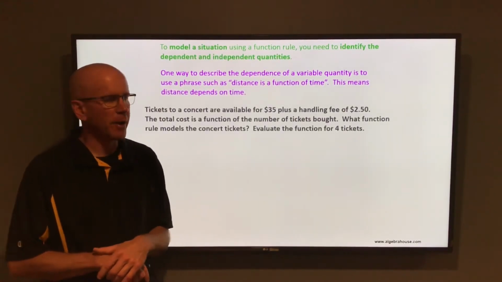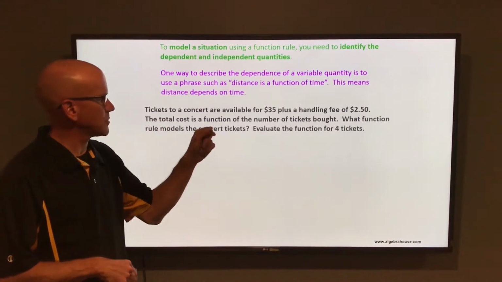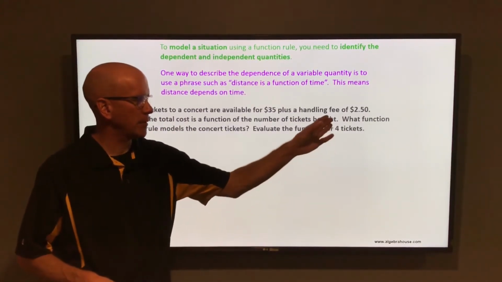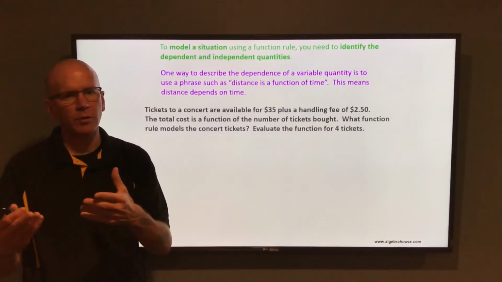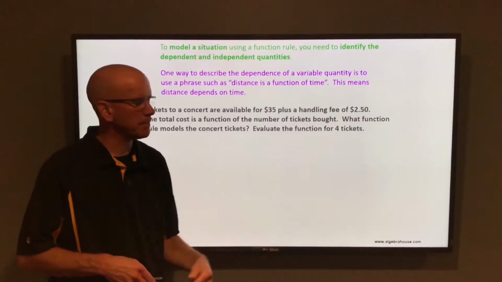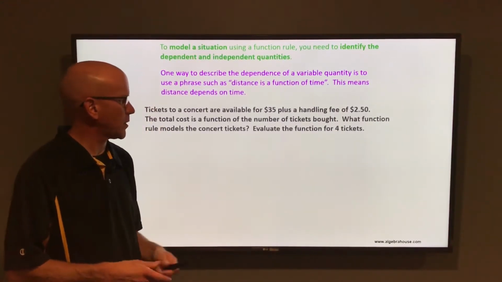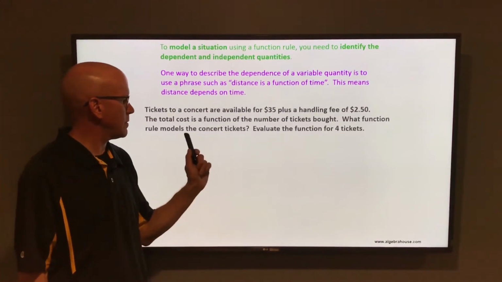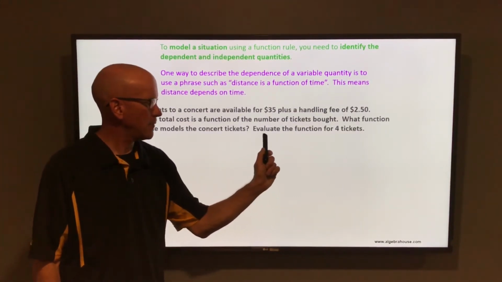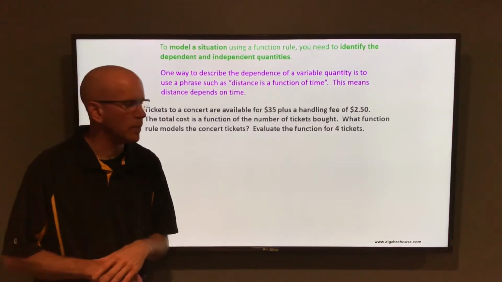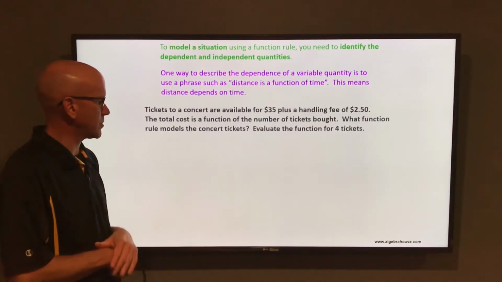Good times with word problems. Tickets to a concert are available for $35 plus a handling fee of $2.50. Now the handling fee is going to be the same no matter whether you buy one ticket or 500 tickets, the handling fee will be the same. The total cost is a function of the number of tickets bought. What function rule models the concert tickets and evaluate the function for tickets? So we need to create what's called a function rule to model this situation.